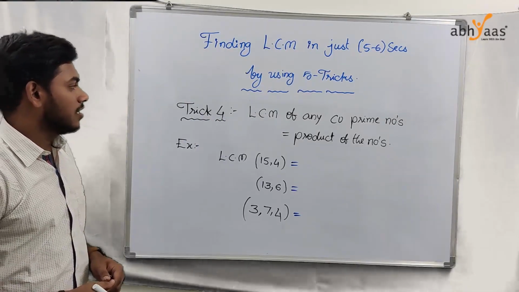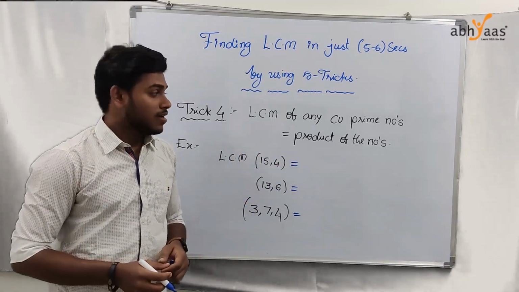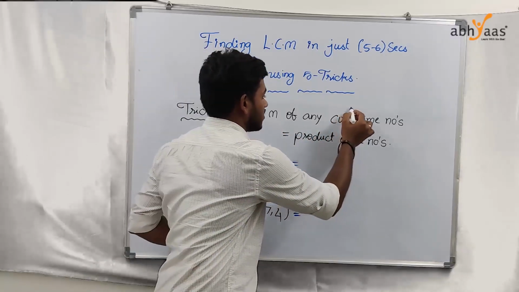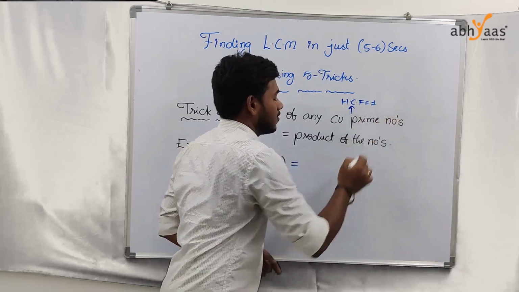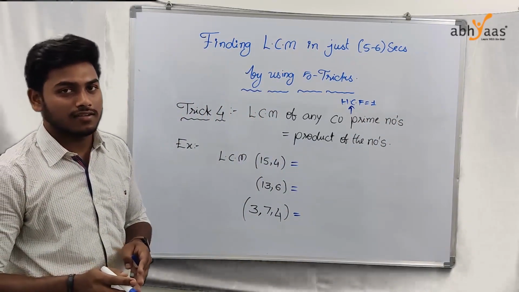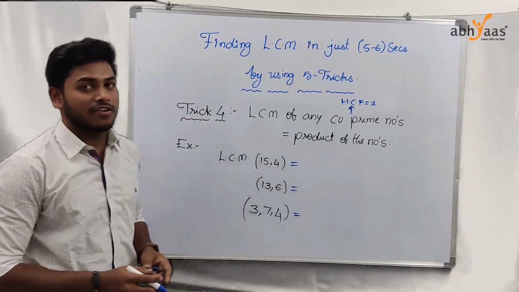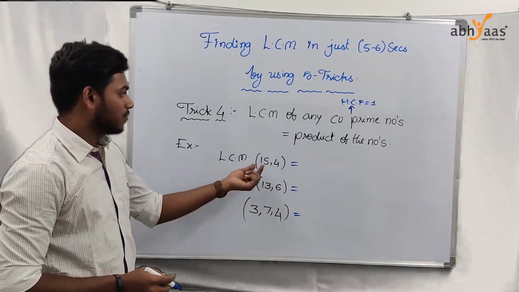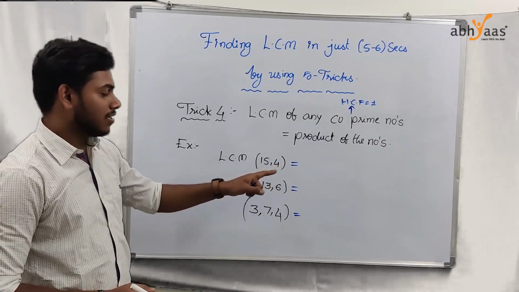The fourth trick is: the LCM of any co-prime numbers is nothing but the product of the numbers. Here co-prime means the HCF of the numbers is equal to 1. In other words, they do not have any common factor other than 1. If you look at this 15 and 4, they do not have any common factors other than 1. So they are co-prime numbers. Their HCF is equal to 1. So their product is the LCM.